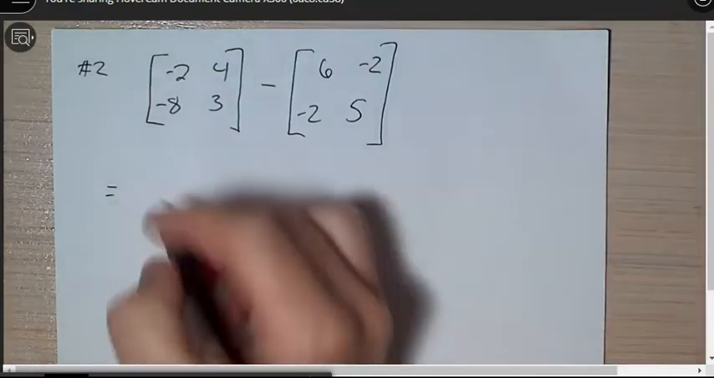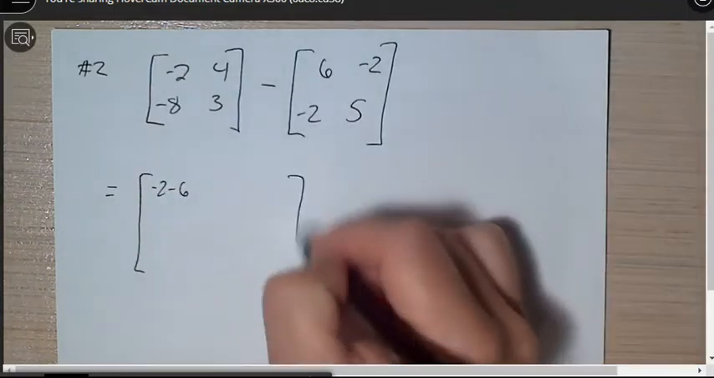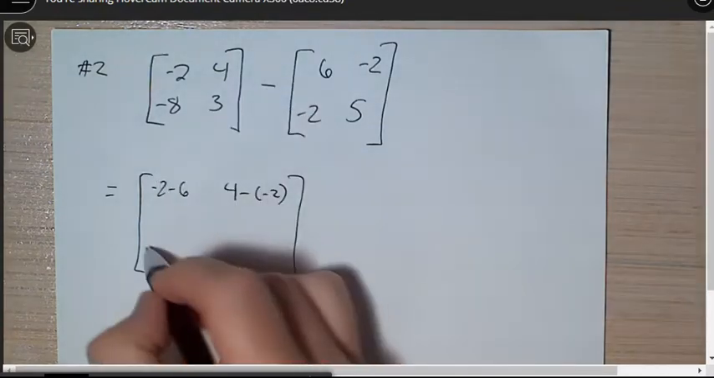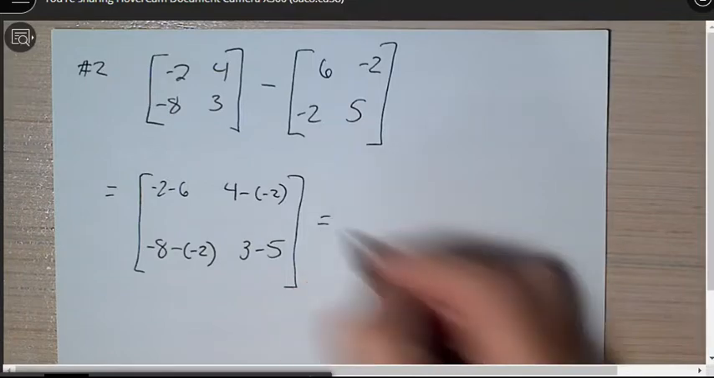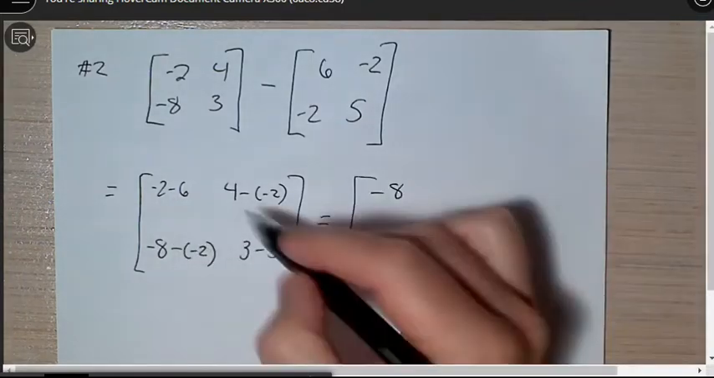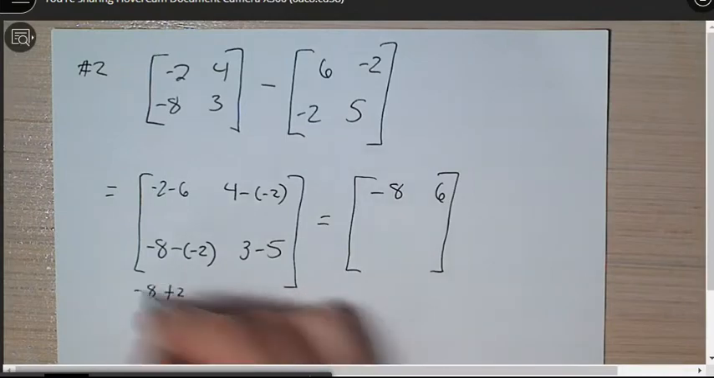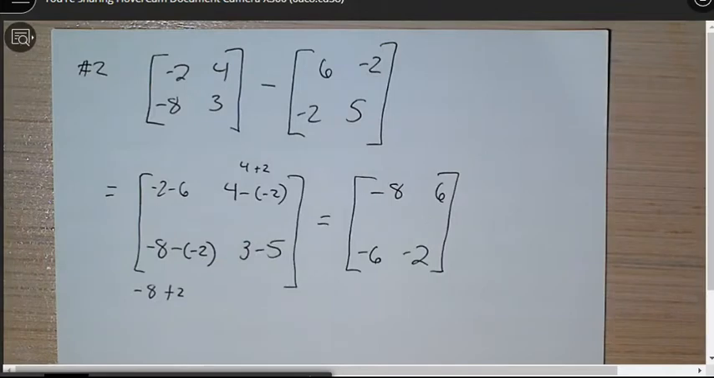Okay, now, especially with subtraction, some people like to write out their steps. If you do that, this is -2 minus 6. This would be 4 minus -2. This is -8 minus -2. And then 3 minus 5. Okay, so -2 minus 6 would be -8. 4 minus -2 is really 4 plus 2, so that would be 6. -8 minus negative 2 is really negative 8 plus 2, so that would be negative 6, and then 3 minus 5 would be negative 2. Okay, and that's it. With addition and subtraction, there's really not a whole lot that can throw you off. Just take your time and don't get in too big a hurry when you go through these.